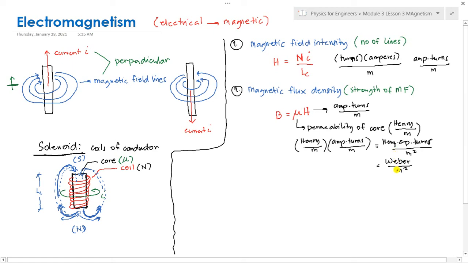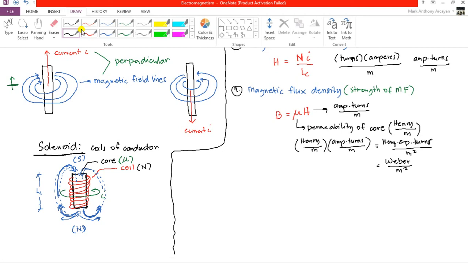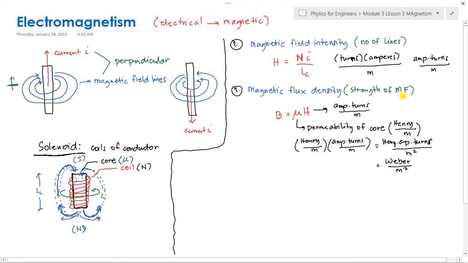When calculating, Henry ampere turns per square meter is very long, so they just called it Weber. So the magnetic flux density also pertains to the strength of our magnetic field per unit area. That is Weber per square meter.